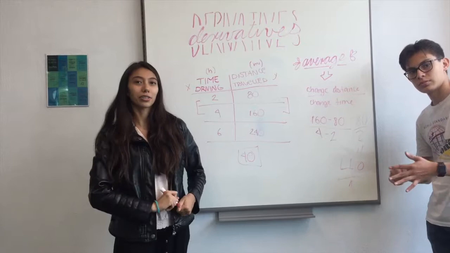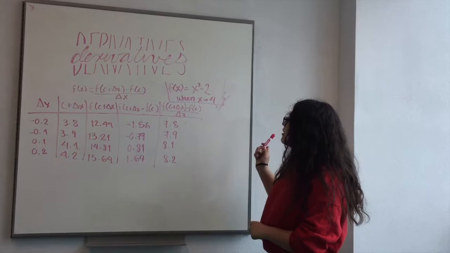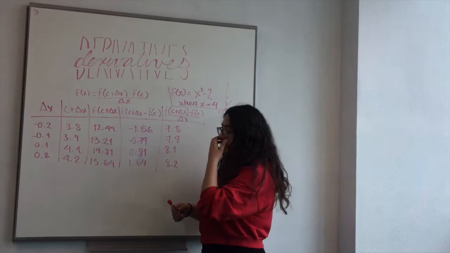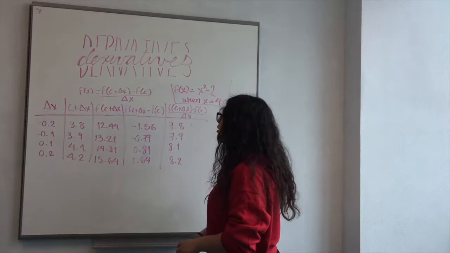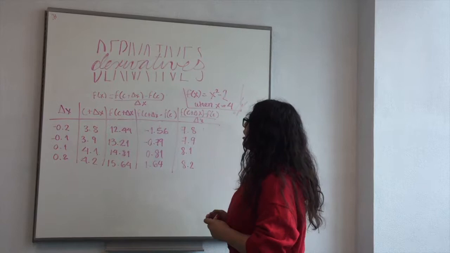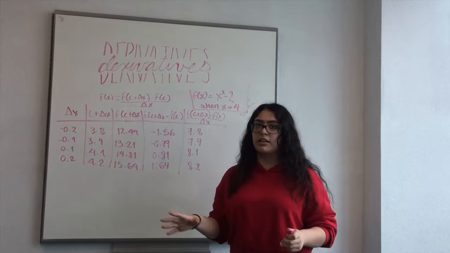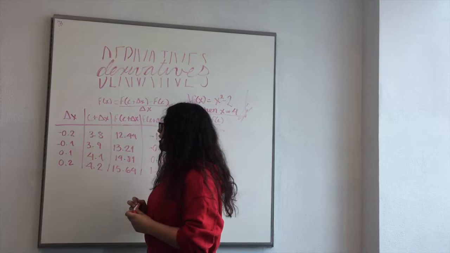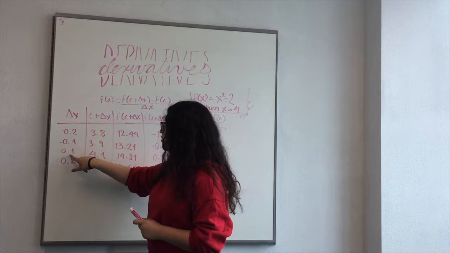For the example for instantaneous rate of change, we have f of x equals x squared minus 2 when x equals 4. Well, we have the formula we showed you before, which is this one. To solve this equation, we have to use this table. And I divided it into 5 parts so that it can be easy for you to solve it. The first part of the table is minus 0.2, minus 0.1, 0.1, and 0.2. These values will always be the same.